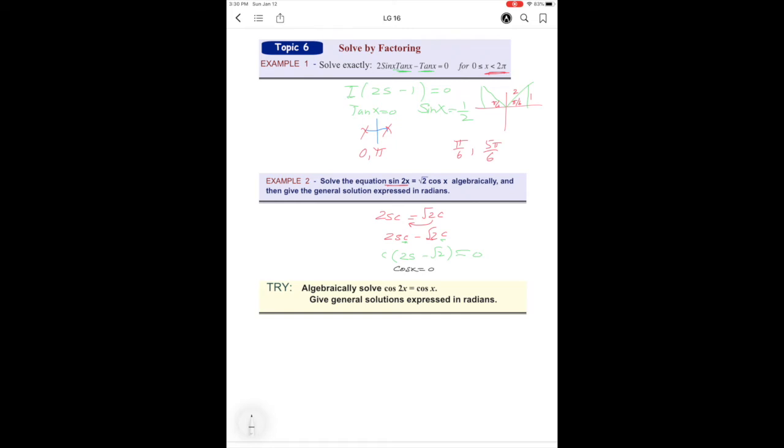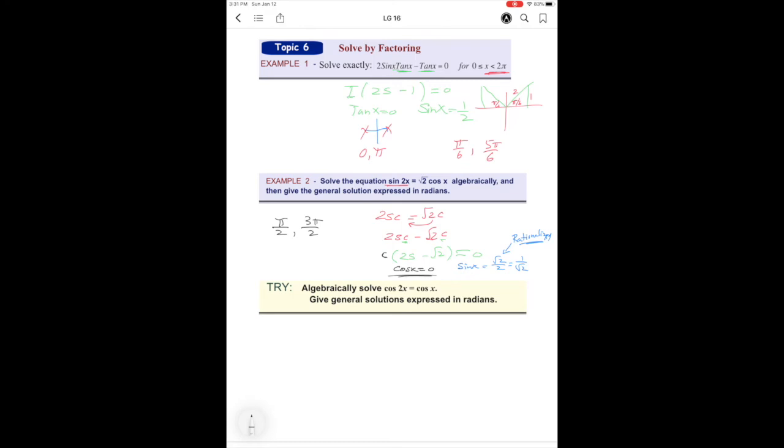And so we have cos x equals 0, because this guy's factored out. And this guy, we know it's sine x equals the square root of 2 over 2, which is really 1 over the square root of 2. This guy is the rationalized answer. Okay, well, where is cos 0? Well, cos 0 is at pi over 2 and down below at 3 pi over 2.